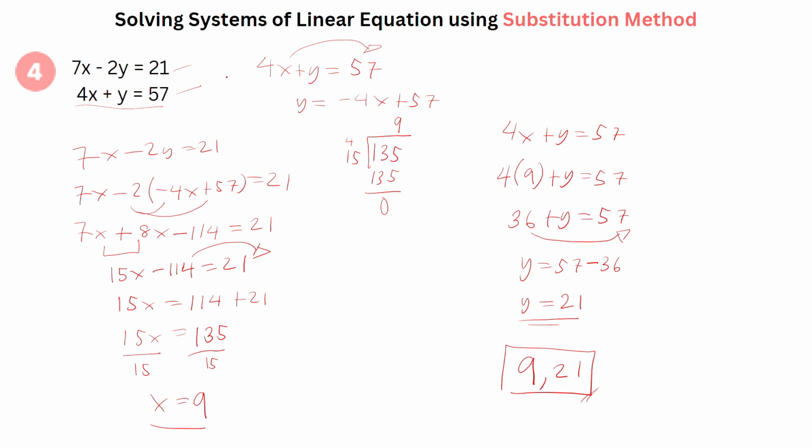How about number 4 here? For number 4, if you can see, I selected the second equation, 4x plus y, as the one to be transposed, because if I transpose 4x to the right side, y is going to be separated right away. The same thing with this one.